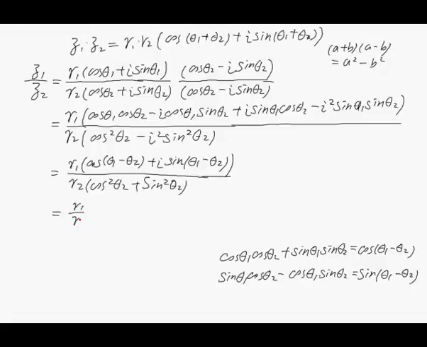So finally, we got r1 over r2 and then times cosine of theta 1 minus theta 2 plus i times sine of theta 1 minus theta 2. Then done. So by now, we have found the formula for the product and quotient of two complex numbers in the trigonometric form. Any question?